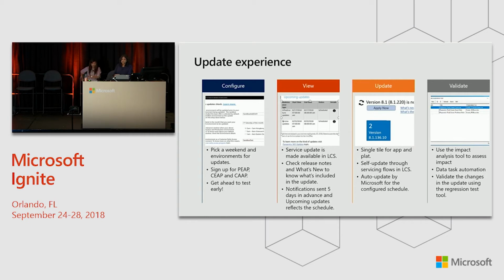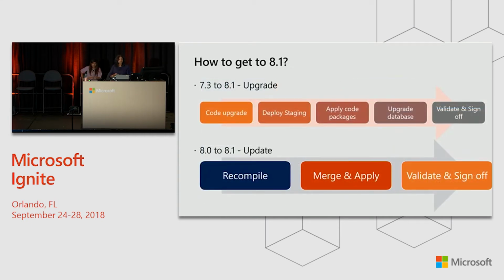So how do you get to 8.1? If you are coming from 7.3, it will be the upgrade process that we talked about previously. So you'll go through code upgrade, the staging and upgrade database process. But if you're coming from 8.0 to 8.1, it's going to be really an update. It's not even an upgrade, and the process is much simplified.